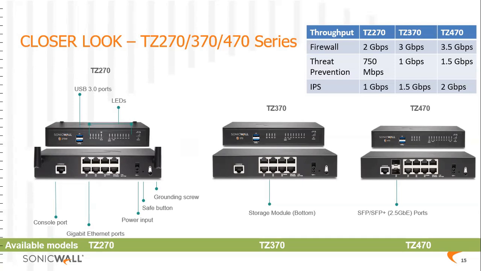The TZ 370 is also the same as the 470, but what differs is the firewall throughput. We can see that TZ 270 is only 2 gig, and then TZ 370 is 3 gig, and then TZ 470 is 3.5. So the threat prevention is also different. For TZ 270 it is 750 meg, and then for the TZ 370 it is 1 gig, and then TZ 470 is 1.5. For the IPS, TZ 270 provides only 1 gig, while TZ 370 is 1.5, and TZ 470 is 2 gigabit.